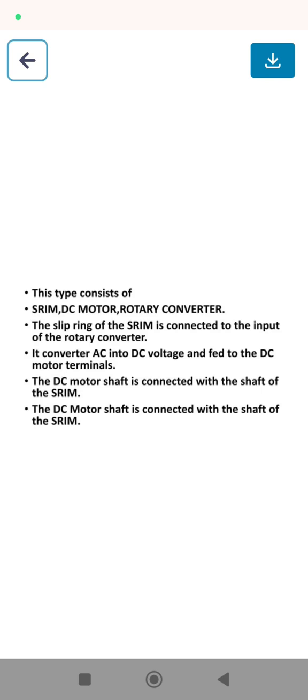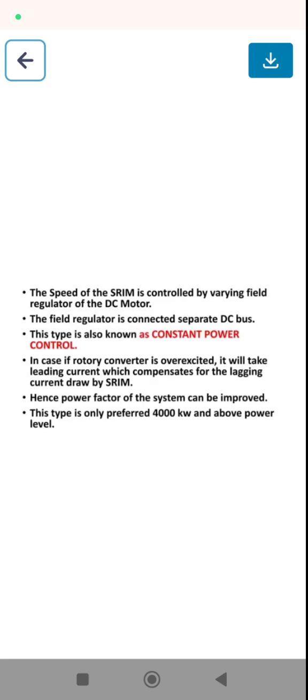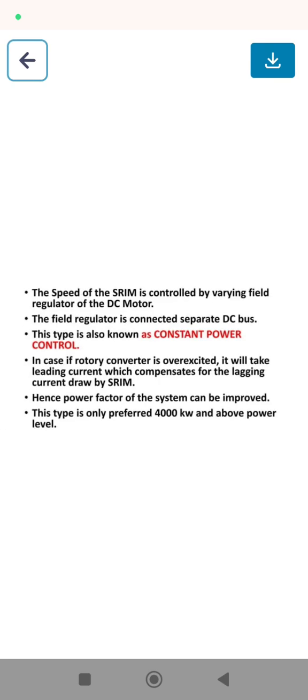This type consists of a slip ring induction motor, a DC motor and a rotary converter. The slip ring of the slip ring induction motor is connected to the input of the rotary converter. It converts the AC voltage into DC and feeds it to the DC motor. The DC motor shaft is connected with the shaft of the slip ring induction motor. The speed is controlled by varying the field regulator of the DC motor. The field regulator is connected to a separate DC bus. This is also known as constant power control.